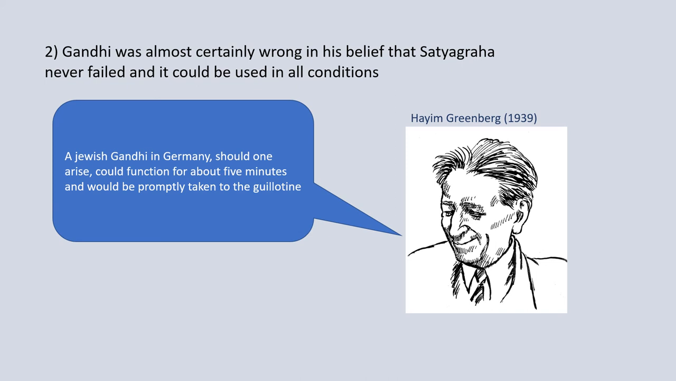And in fact, Gandhi wrote at one point about the situation in Germany where, of course, the Nazis had come to power in 1933. And Gandhi wrote about how Satyagraha might be used by the Jews in Germany. And Chaim Greenberg wrote in 1939, "A Jewish Gandhi in Germany, should one arise, could function for about 5 minutes and would be promptly taken to the guillotine." And I think there's a core of truth in that: there are some situations where this kind of resistance wouldn't work.